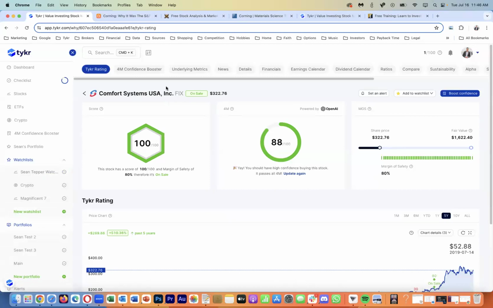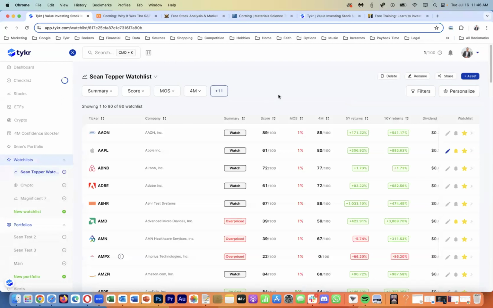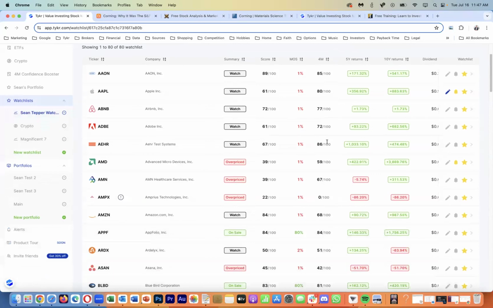Now to sell, let's go back to the watch list. There are three criteria. Number one, when it flips from on sale to watch or overpriced, and you're going to see those changes in your daily summary. That's why you definitely don't want to unsubscribe from that. Keep that daily summary. Number two, the 4M score drops below 59.